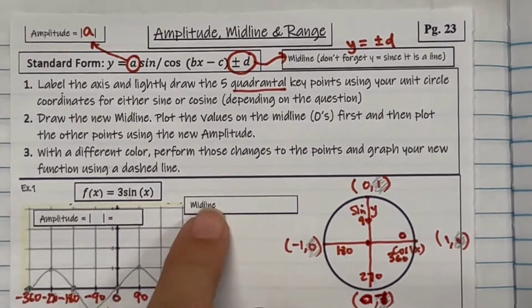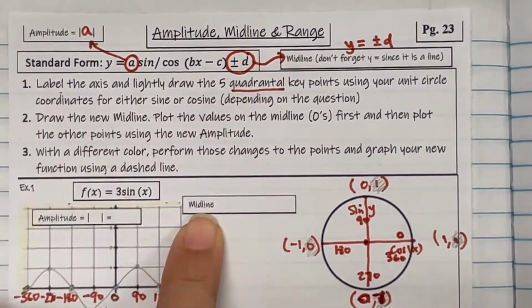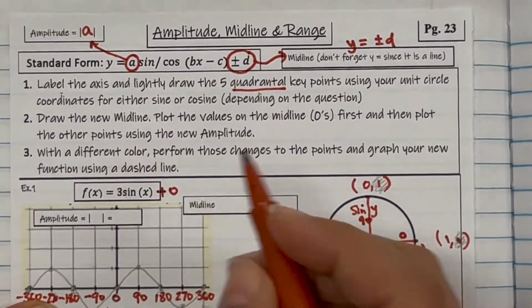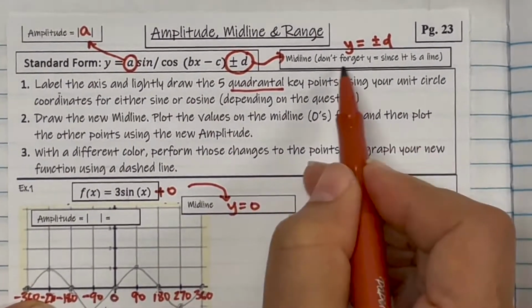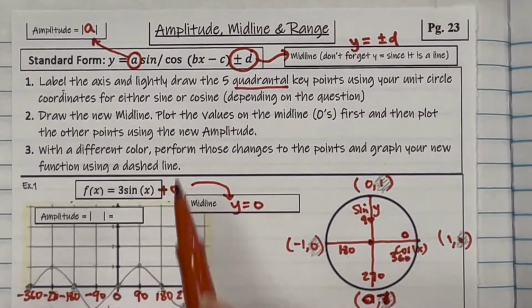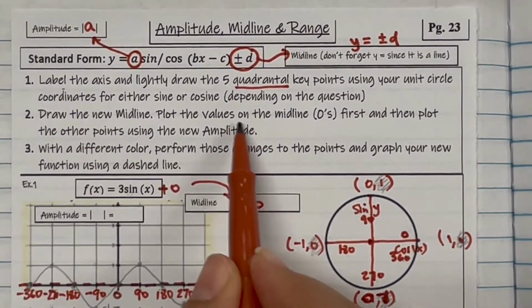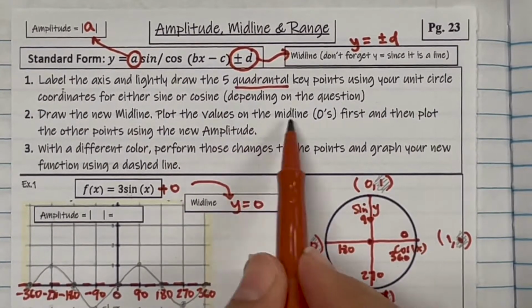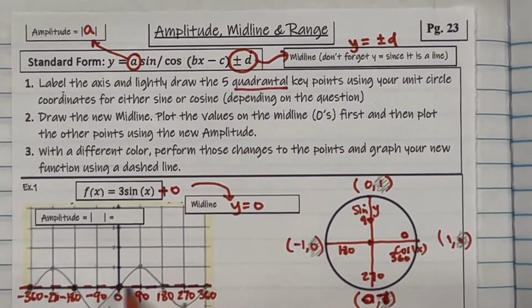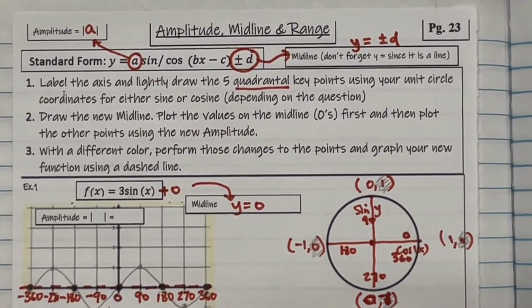All right, so the next step is to draw the midline. Well, what's the midline? Remember, the midline is that number all the way by itself. There's no number. How do I write that? 0. So y equals 0 because it is a graph. Y equals 0. All right, so what does that look like? It's a dashed line going through y equals 0. All right, now plot the values of the midlines, your zeros first. So those zeros are zeros. They don't do anything, right?